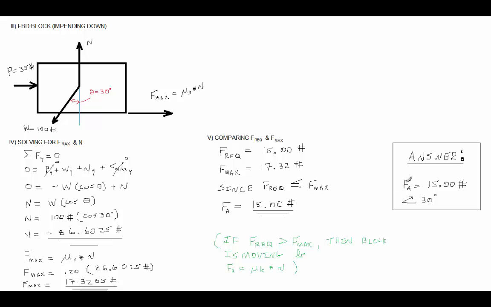So in the answer box, I put the actual frictional force Fa equals 15 pounds going up at 30 degrees. In this case, I have included the sign as a vector symbol so that there's no confusion as to which way it's actually going.